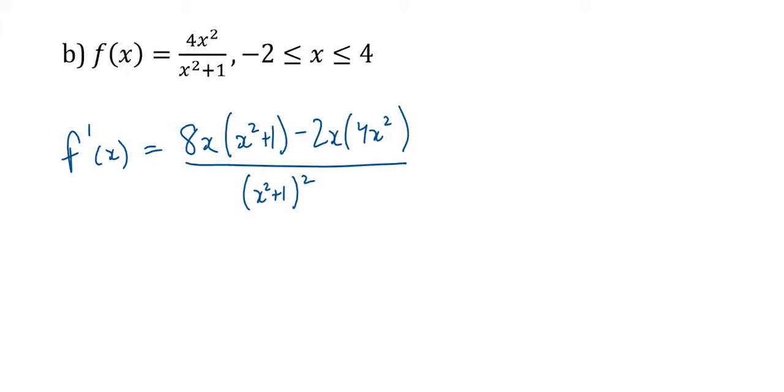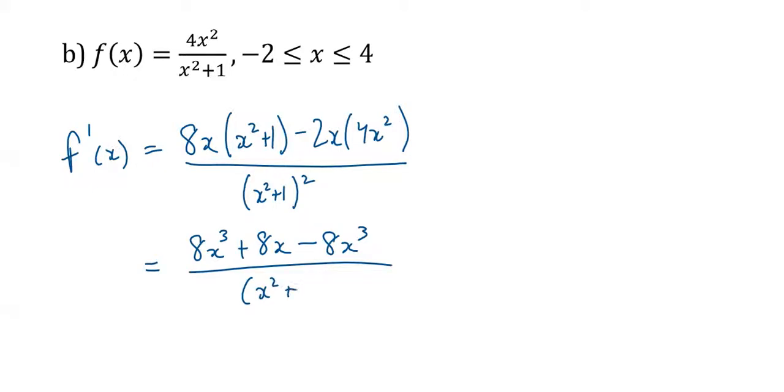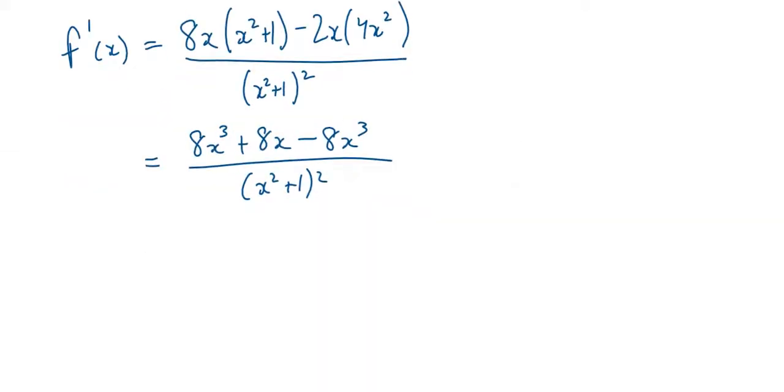You got to know how to simplify this fully so that you can figure out where it's 0 and where it does not exist. You could common factor out an x. In this case, I don't think that's going to be helpful. I think the better way is to expand and simplify on top. I get 8x cubed plus 8x from there, and then I get minus 8x cubed. So look what happened. Kind of nice the way this worked out. 8x over x squared plus 1 squared.